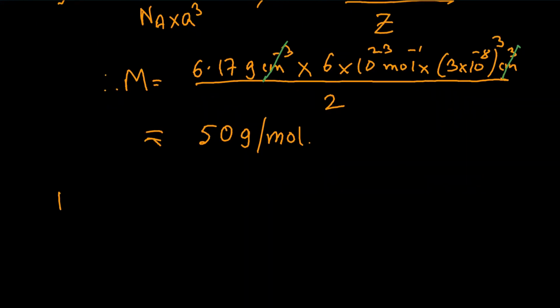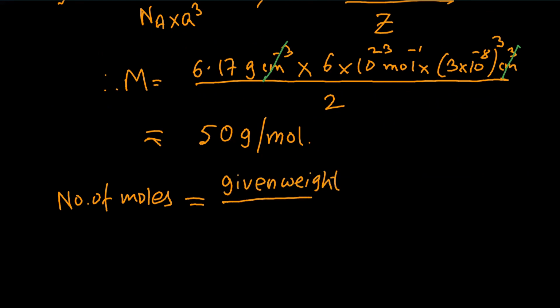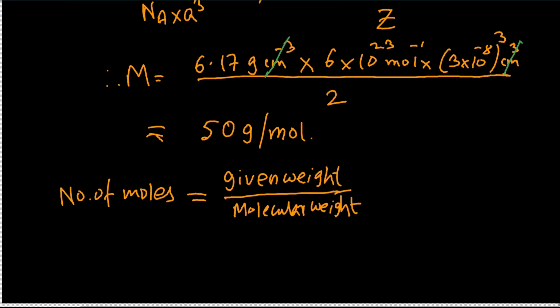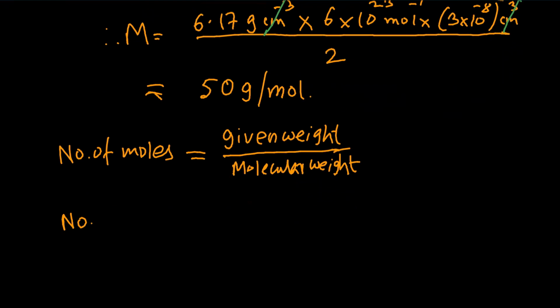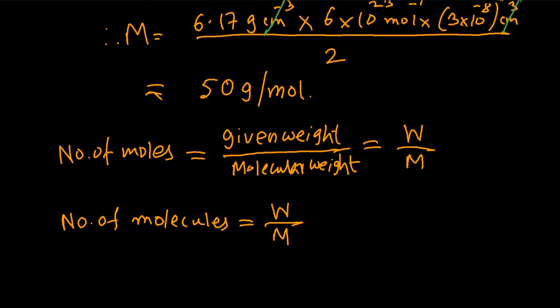Okay. So we know the formula of the number of moles. If you are to find out the number of moles, then what do we do? We generally use this formula, given weight by the molecular weight. Okay, this is the formula. And according to this, it will be W by capital M. And here in this question, we have to find the number of molecules. So it will be equal to how much? It will be W by M × Na. That is, you have to multiply with the Avogadro number.